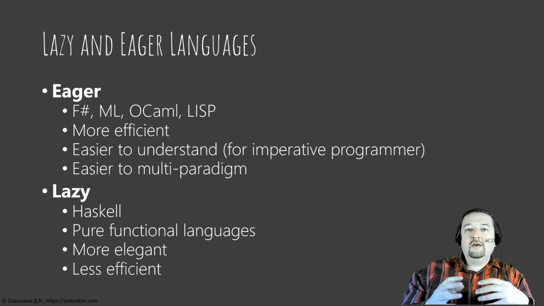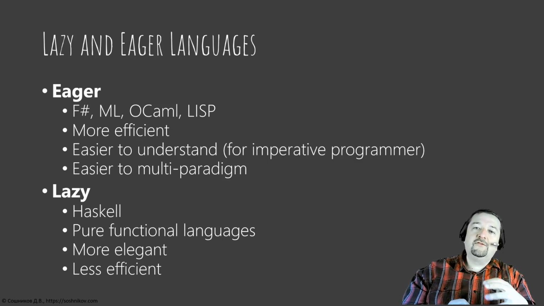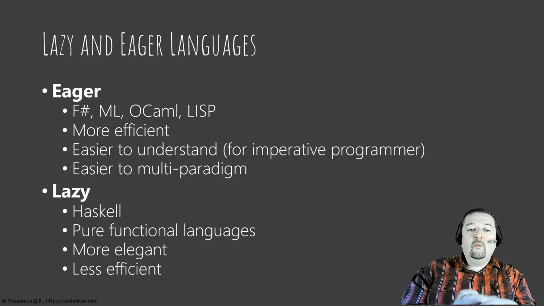So the call in F#, for example, is very similar to the normal call in C#. It's not different in many ways. So, and that's why it's easy to call F# function from C#, C# function from F#. It's kind of the same calling strategy. With lazy functional languages, it is not the same.